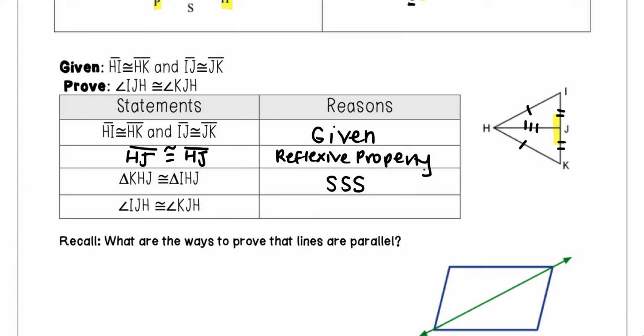So then, now that I've proven that these two triangles are congruent to each other by side, side, side, their parts must be congruent to each other. So the corresponding parts of congruent triangles are congruent, CPCTC, is our final reason that this angle here must be congruent to that angle there. Because they are congruent triangles, their corresponding parts will also be congruent.